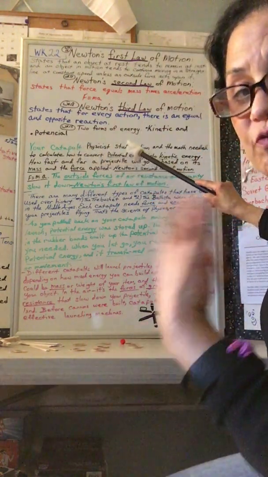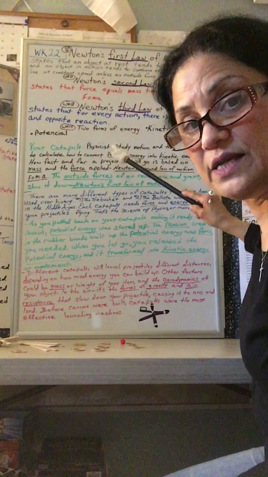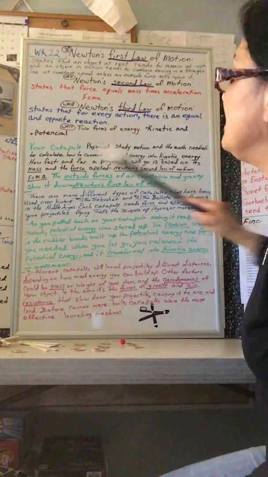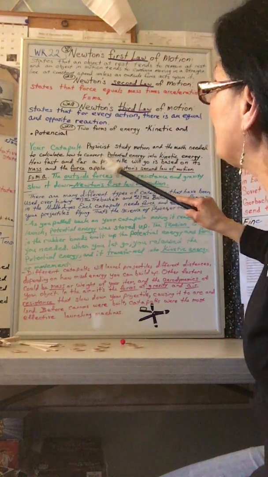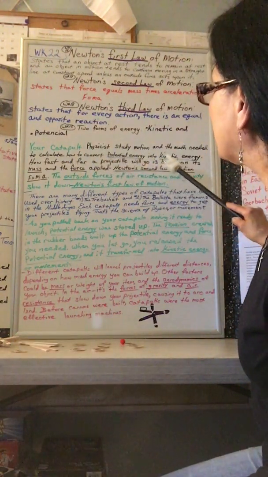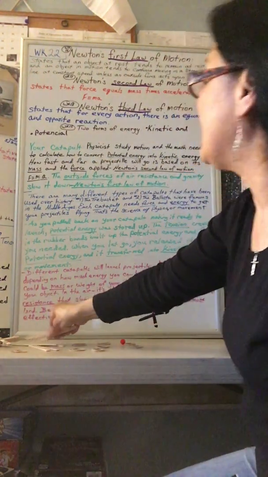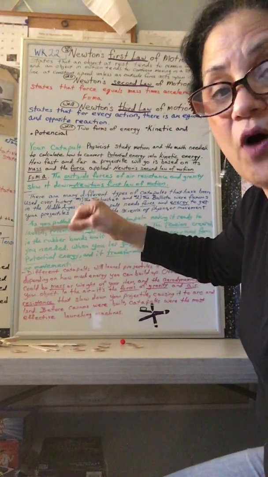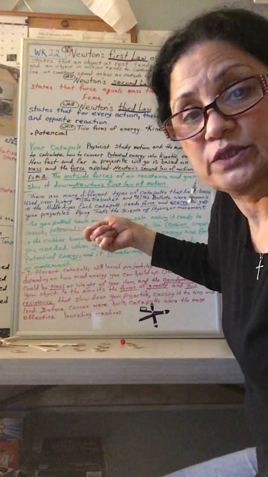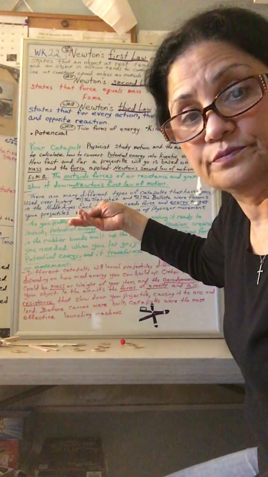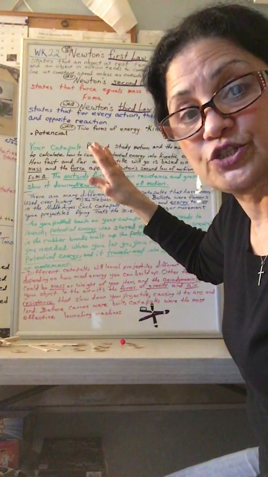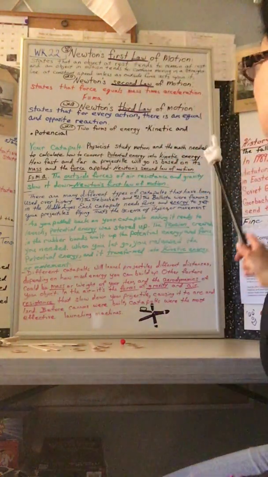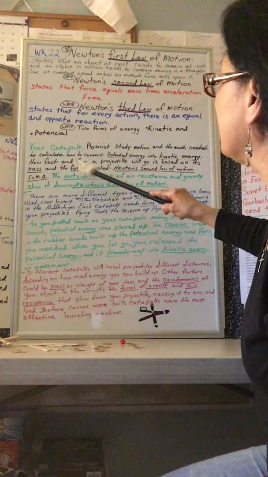A physicist is a person who studies motion and the math needed to calculate how to convert potential energy into kinetic energy. Remember that? I have this stick in my hand. It has the potential to fall, but it's not falling because I'm holding it. But if I let go, that potential energy just turns into kinetic energy.